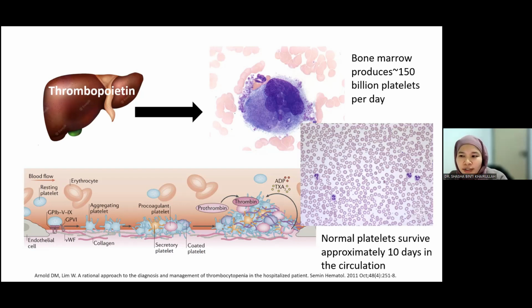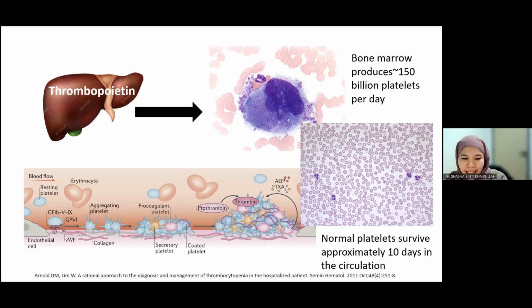The bone marrow produces around 150 billion platelets per day, many of which are stored in the spleen. And once released into the peripheral blood, if you can take a look at this peripheral blood film, they are actually quite minuscule. Platelets last for at least 10 days in the circulation. Levels of TPO are regulated by the number of circulating platelets and megakaryocytes. When platelet level and megakaryocyte numbers are low, TPO levels are high and vice versa.